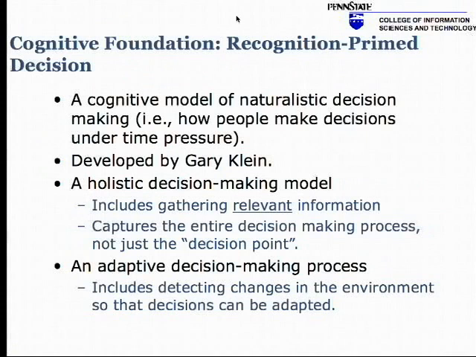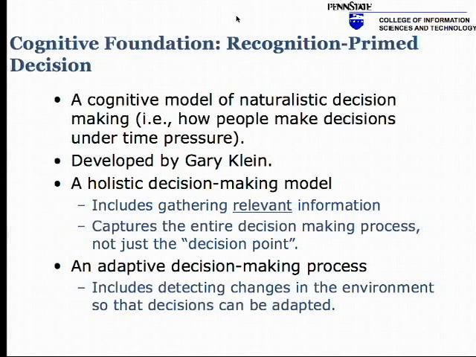And we look into cognitive theories to draw inspiration for our research. Because we are not only interested in decision making per se, but rather the linkage between decision making and information seeking behavior, we are interested in the holistic decision-making process, not just the decision-making point. In the decision-making paradigm, the naturalistic decision-making paradigm has captured the holistic aspect of decision making. Of course, there's also rational decision making, which focuses on rationality, bounded rationality, and so forth.